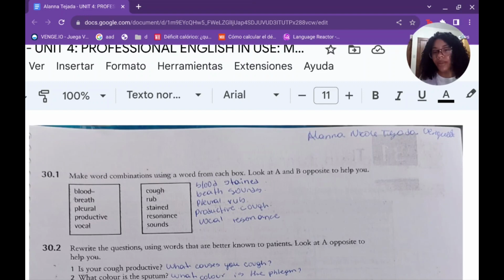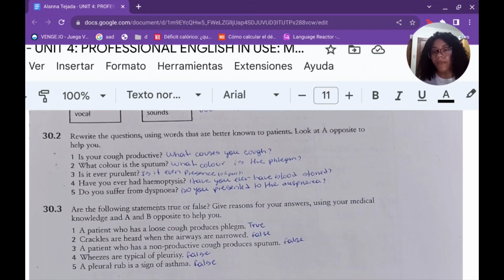30.1. Make word combinations using a word from each box. Look at A and B opposite to help you. Blunt stain, breath sounds, pleural rub, productive cough, vocal resonance.